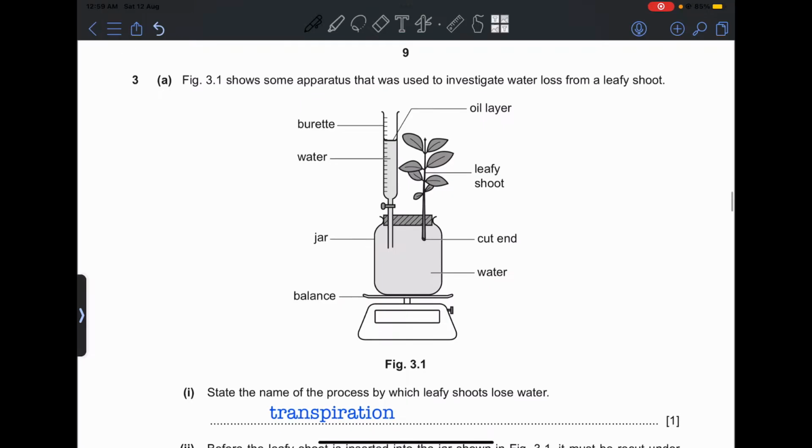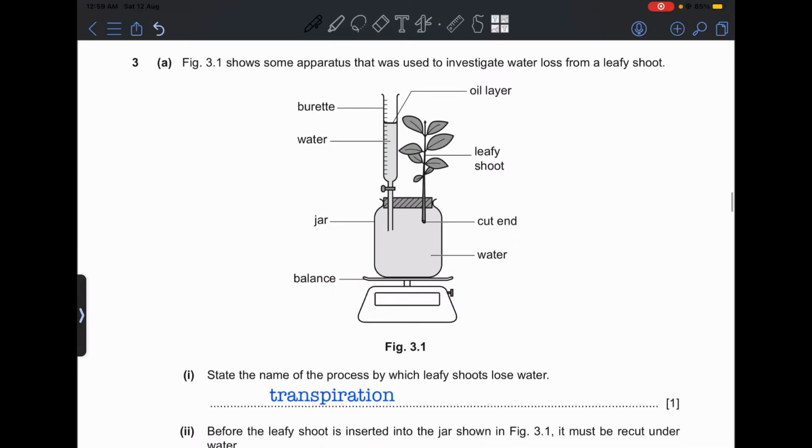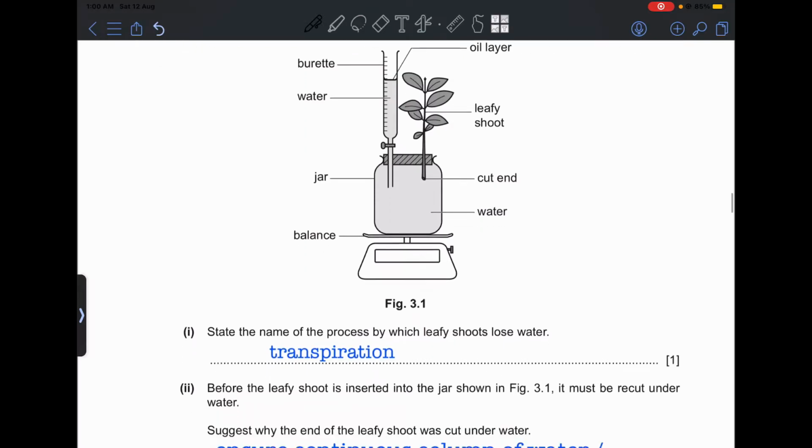3a, figure 3.1 shows some apparatus that was used to investigate water loss from a leafy shoot. State the name of the process by which leafy shoots lose water. Of course, this is the transpiration.